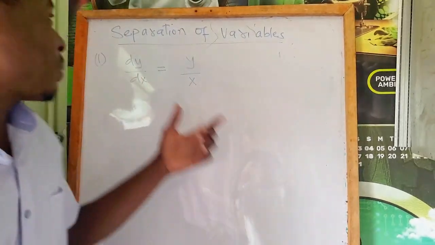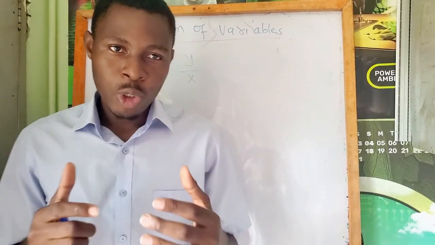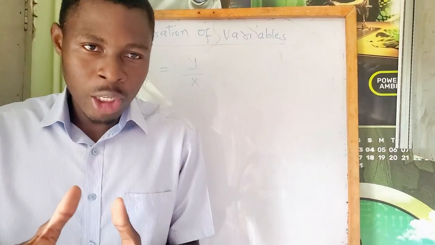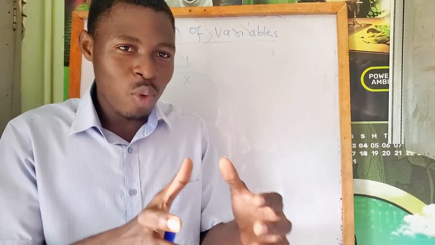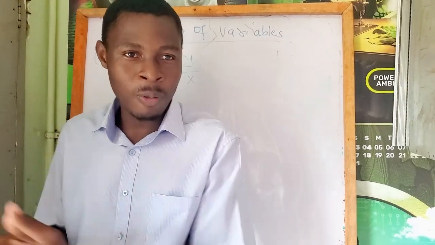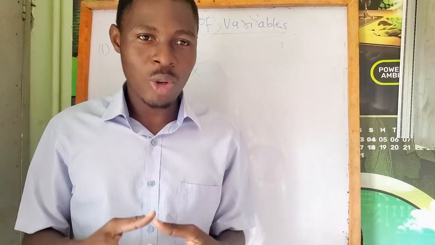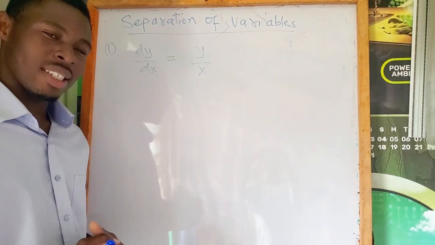Welcome back. So we are going to be looking at separation of variables. Now, in the method of separation of variables, what you try to do is take all the terms that have x's on one side of the equation and all the terms that have y's on the other side of the equation. Then you integrate both sides of the equation to get your answer. Let us take a look at an example, dy dx equals y all over x.